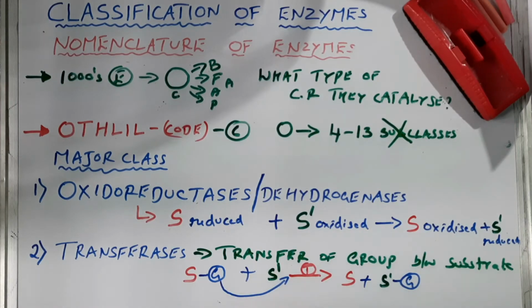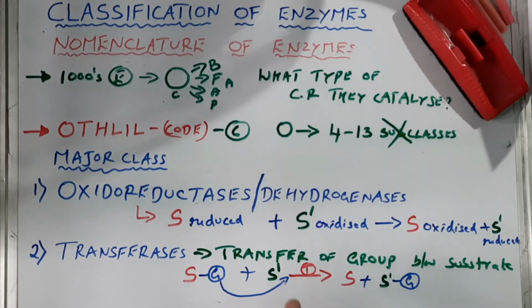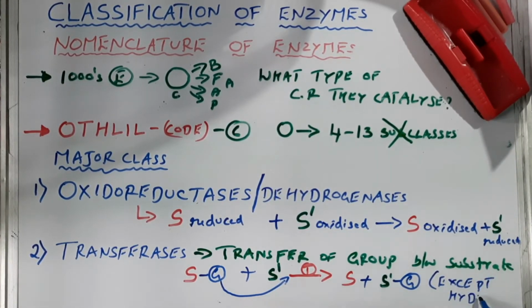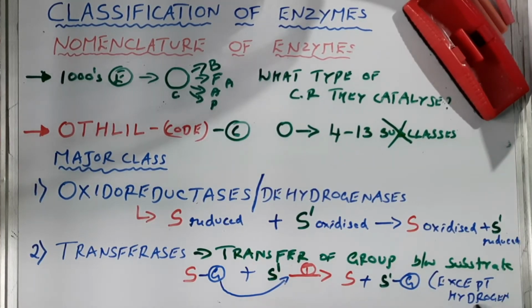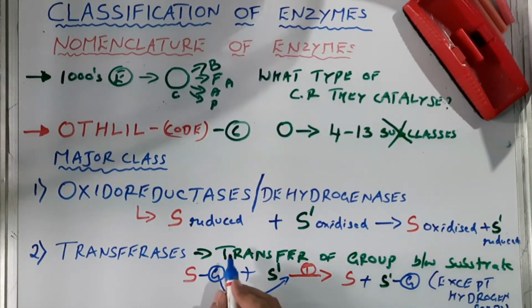I just want to add one more very important thing. Shifting of a group from one substrate to another substrate is possible only when particular bonds are there, except hydrogen bonds. So what is required for this mechanism or function of transferases? Hydrogen bond should be absent in the substrate. Hydrogen bond should be absent. Got it? This is very important. Please note this point. Hydrogen bond should not be there in the substrate.